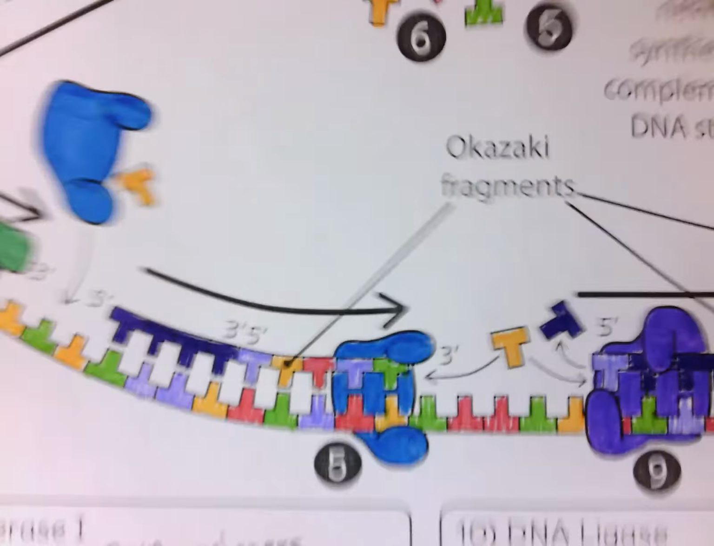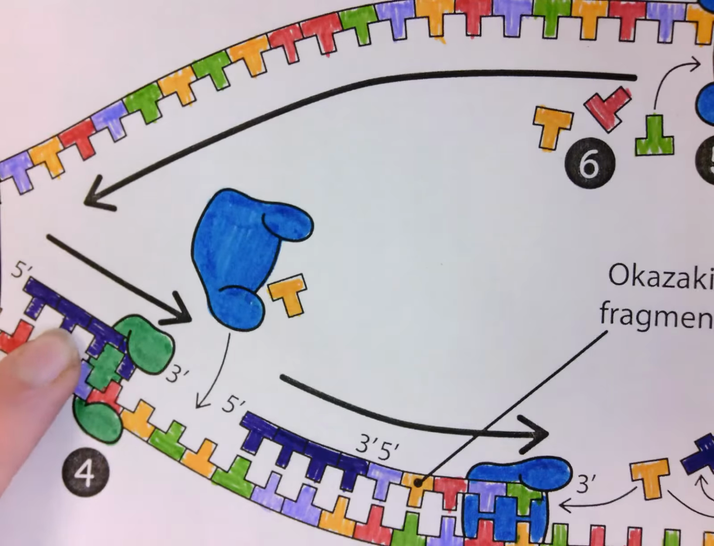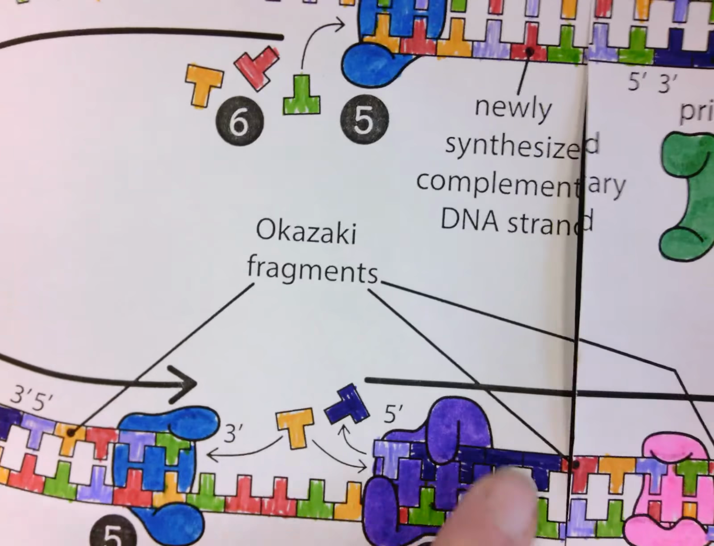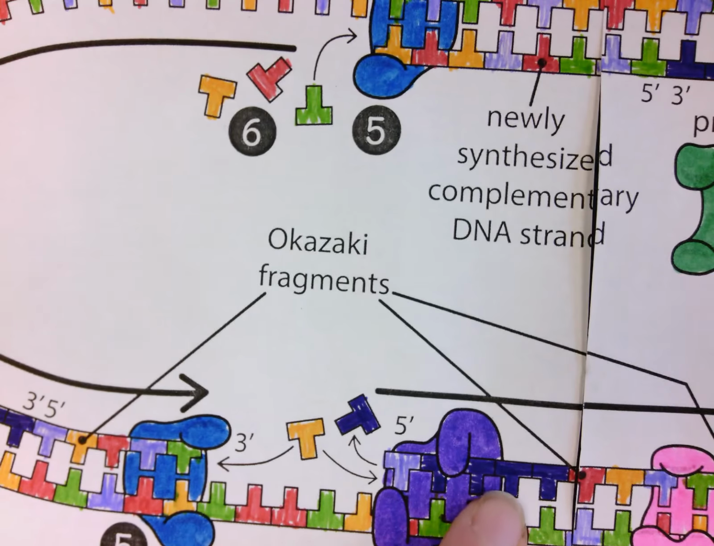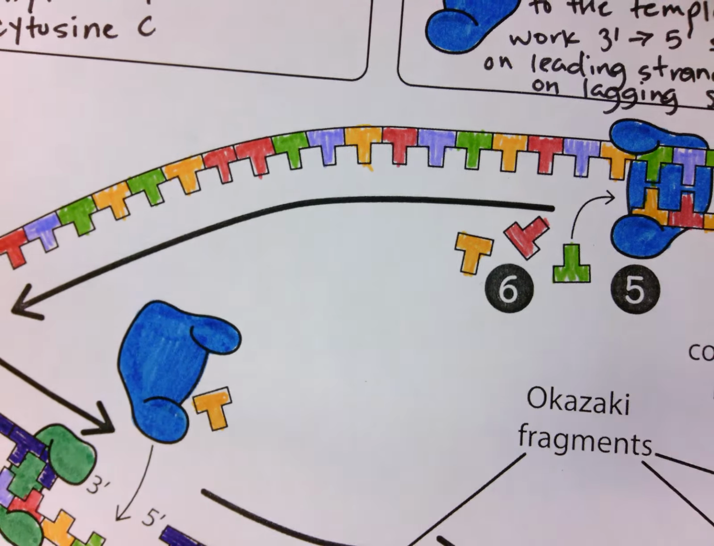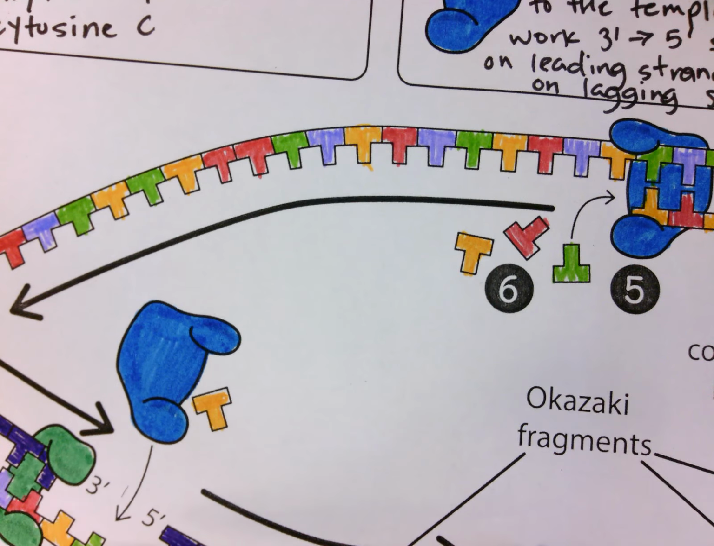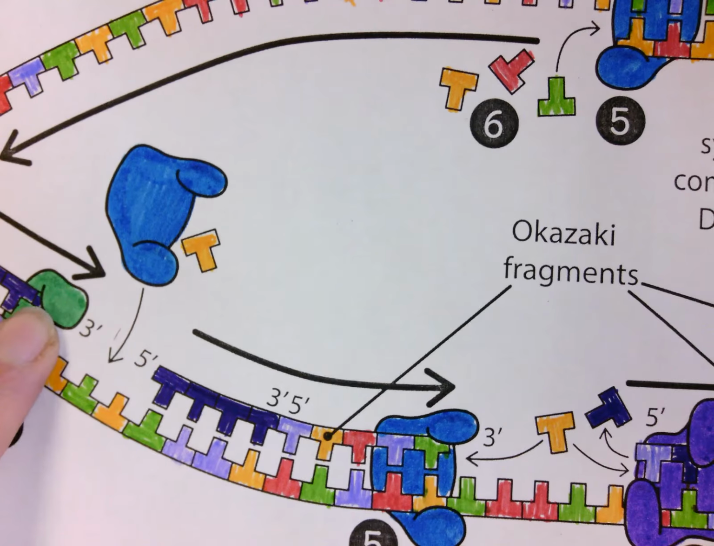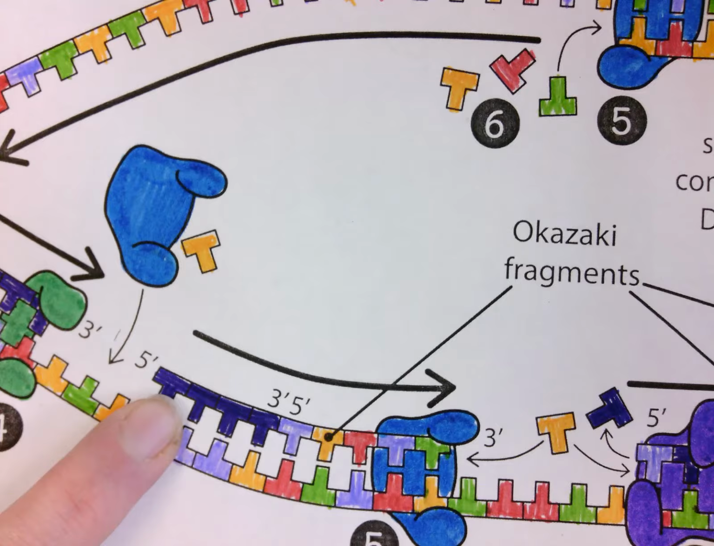Now for lagging strand replication, this is going to require a little bit more work. We're going to have several RNA primers. So here's one, there's one. So those are all going to be laid down by RNA primase. We're going to have several DNA polymerase IIIs because this is discontinuous replication. So this DNA polymerase III will hop on right here to this primer and then synthesize the section in between that primer and that primer.